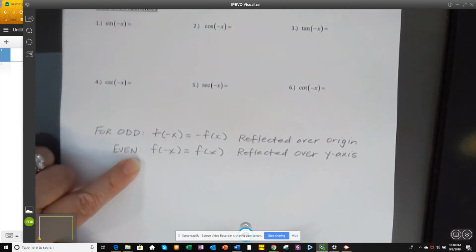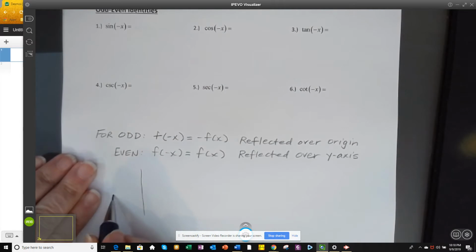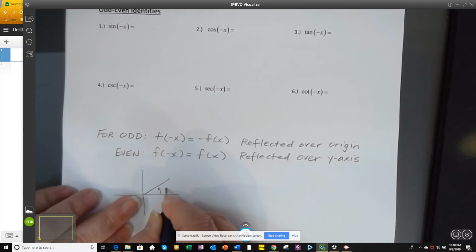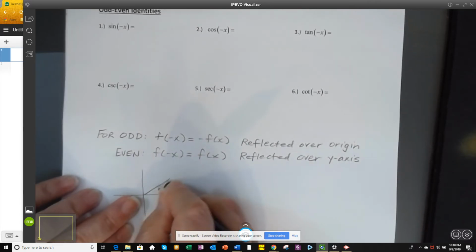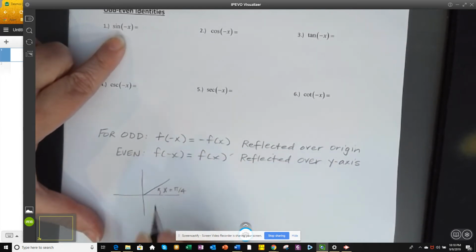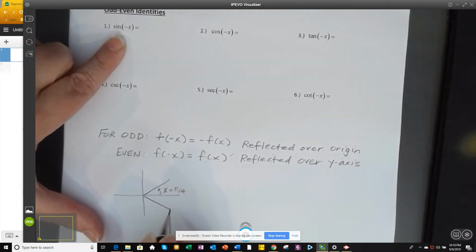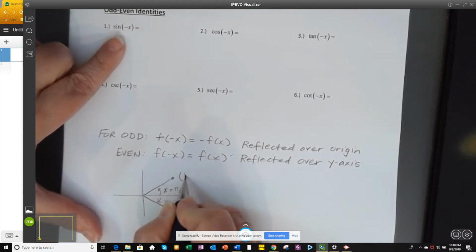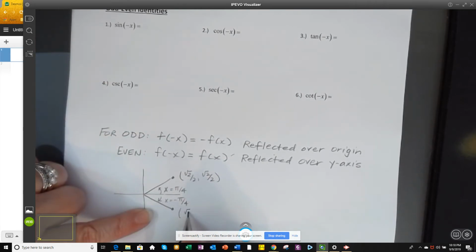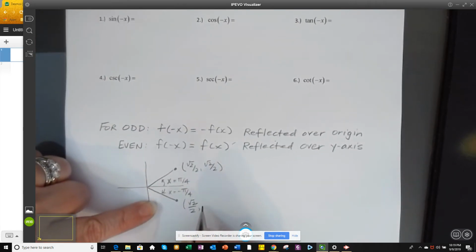Now, I like to think of an angle of rotation here. Let's say x equals pi over 4. What is its opposite angle? Its opposite angle would be x equals negative pi over 4. And what is this point here? It would be root 2 over 2, comma root 2 over 2. I chose pi over 4 because most people like pi over 4. And this point in quadrant 4 would then be root 2 over 2, negative root 2 over 2.